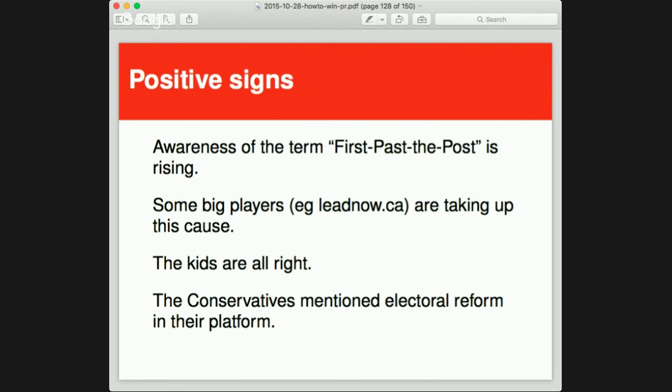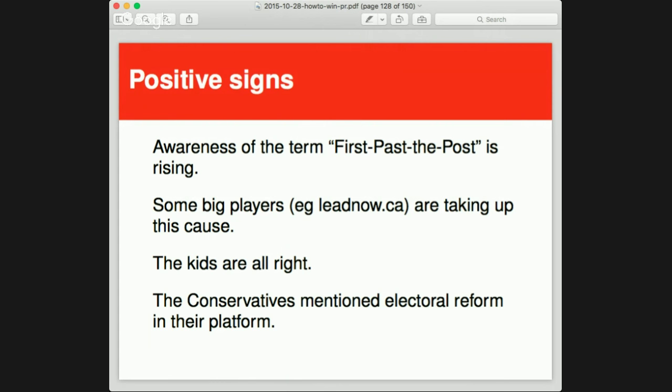Now, are there any signs of hope after all of these negative things? Yes. I think more people know about the term first past the post. It's in the media. People are talking about it. It's really exciting that in the Conservative Party platform, they were talking about electoral reform. That means they think people know about it. Now, they might oppose it, but they know about it. There are some big players. Fair Vote Canada has kind of been a shoestring operation. Lead Now knows how to do things. The kids are all right.